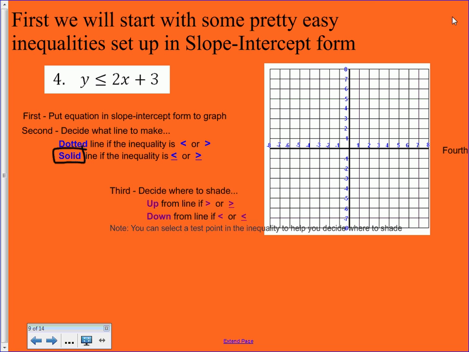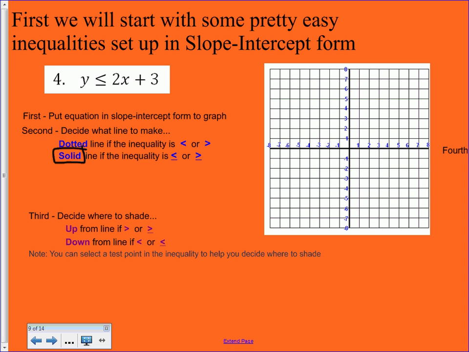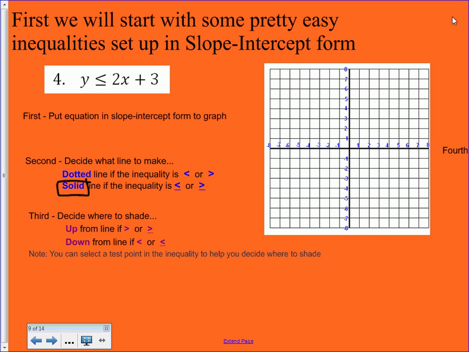Third step, decide where to shade. So we're deciding where to shade right now. Okay, it's up from the line if it's greater than or greater than or equal to. So here's how I look at it. If the alligator mouth, like it is on greater than or equal to, is eating the y, then we want to shade up. If the alligator mouth is facing away from the line, then we want to shade down.